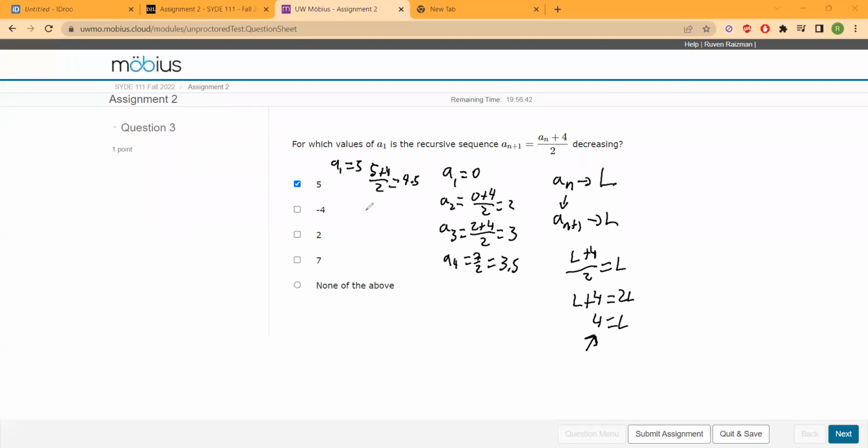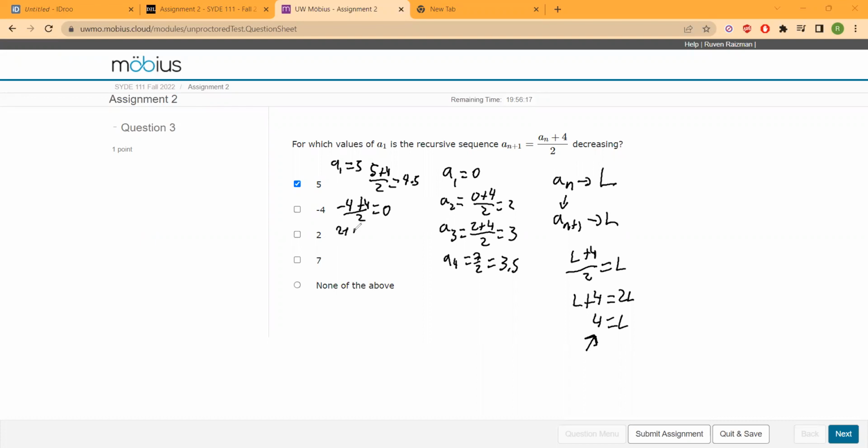So if a_1 is 5, it is going to decrease. Now, what if it's negative 4? Well, if it's negative 4, then we're going to get (-4 + 4)/2, which is equal to 0. So if the first term is 0, it needs to increase to get to 4. So therefore, if a_1 is equal to negative 4, this sequence will not be decreasing. It will be increasing.